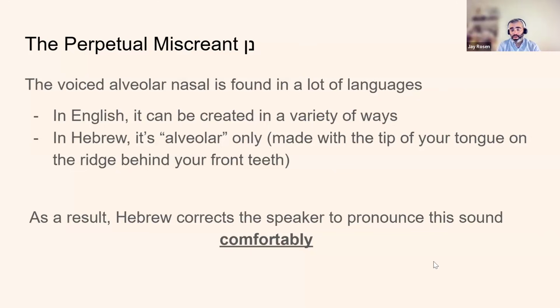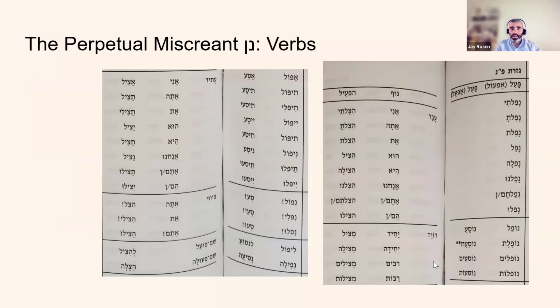Nun is pronounced, as it says here, with the tip of your tongue on the ridge behind your front teeth. However, in English, we can say the letter N by flattening our tongue behind our front teeth. There are several other different ways to make that sound. That's all to say that how your mouth and tongue create sounds is integral to how words are created and how they're pronounced. And Hebrew is all about speaking comfortably. We want you to be comfortable when you speak. We want you to want to speak. So as a result, we have some letters that sometimes behave not so nicely.